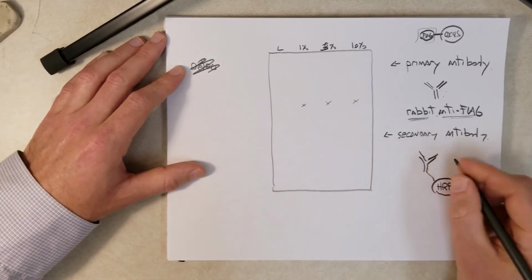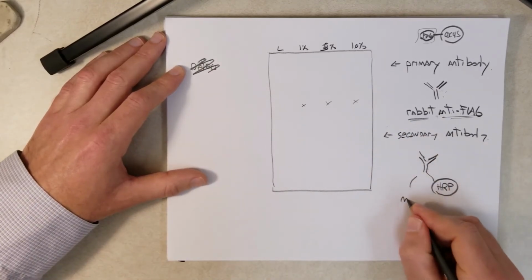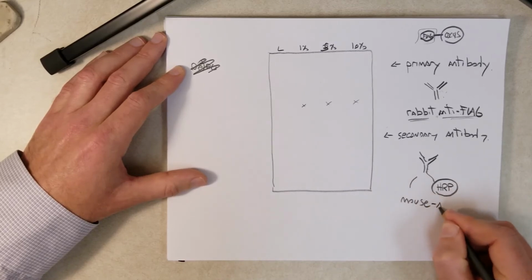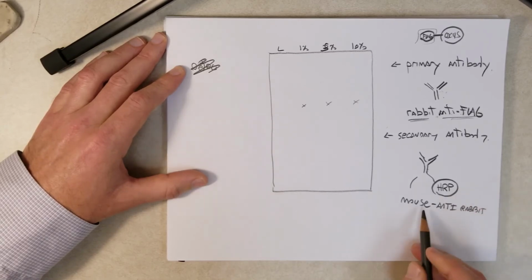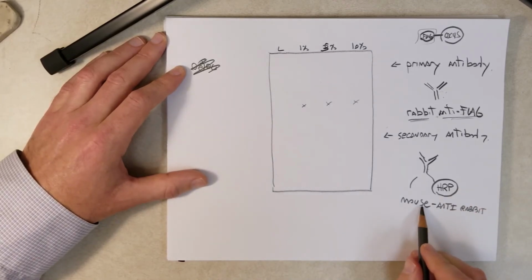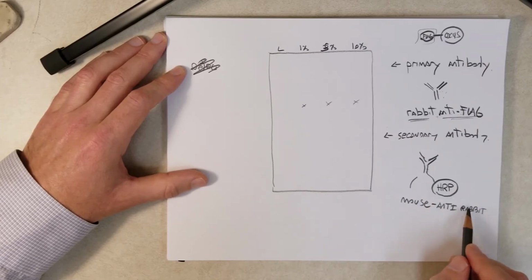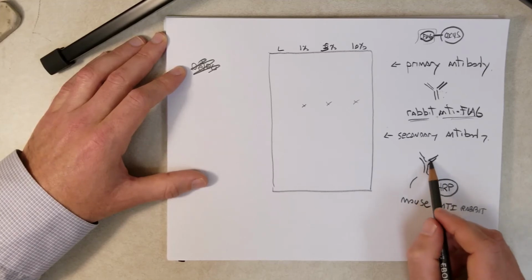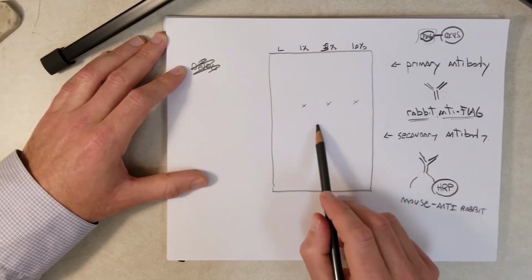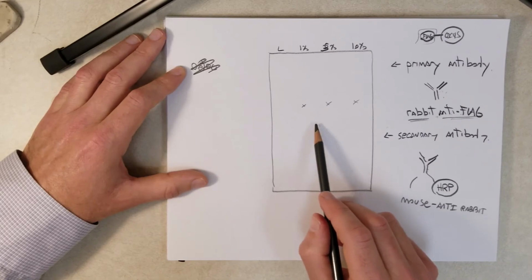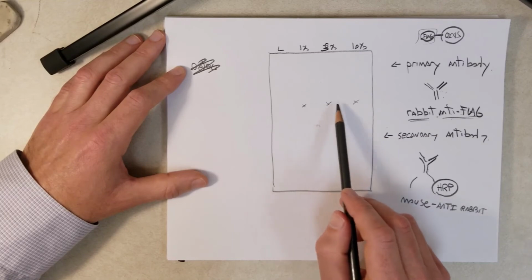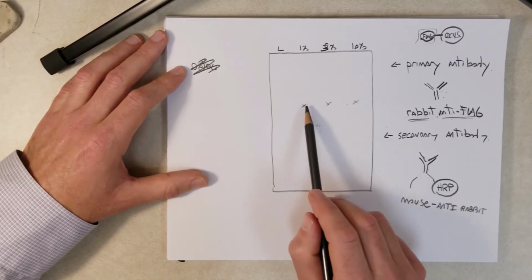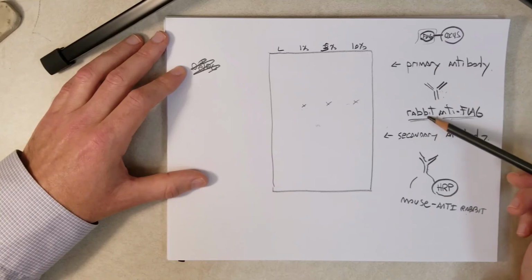Now, this antibody, what it does, let's say we can call this mouse anti-rabbit. Now, what this means is it's a mouse antibody that has been raised to recognize rabbit antibodies. So as a result, when we incubate it with the nitrocellulose membrane in a solution, and that membrane already has the primary antibody bound to it, it will bind to the primary antibody, right? Because it recognizes rabbit antibodies.